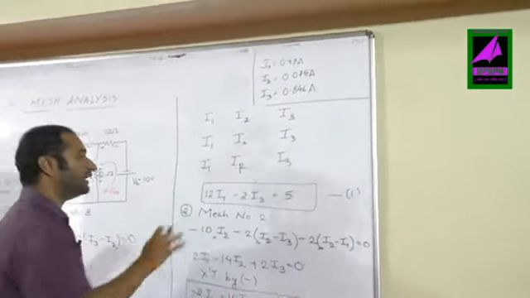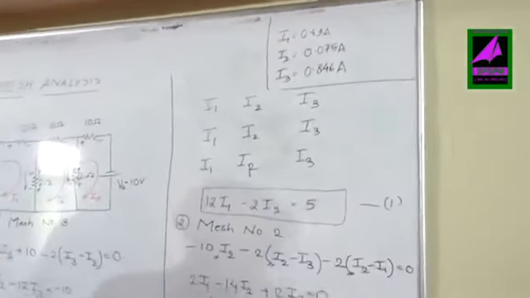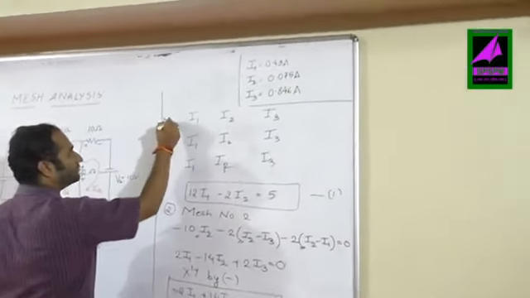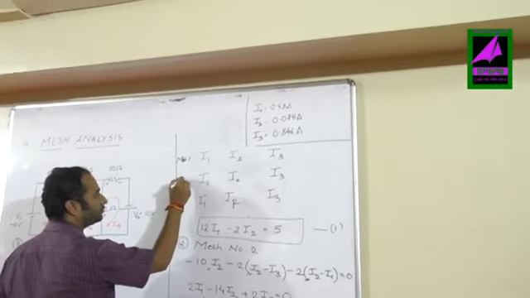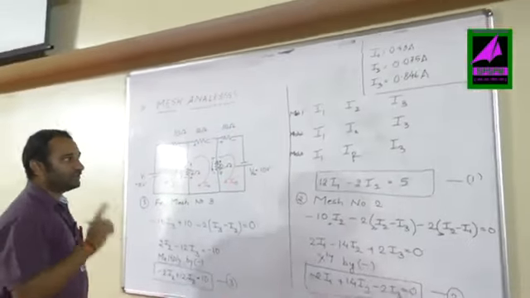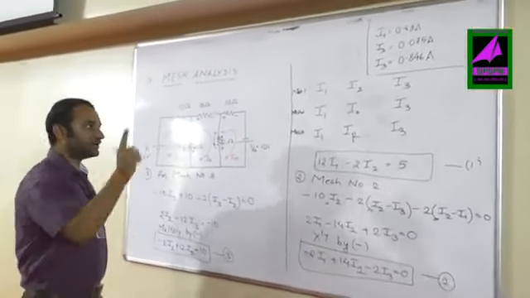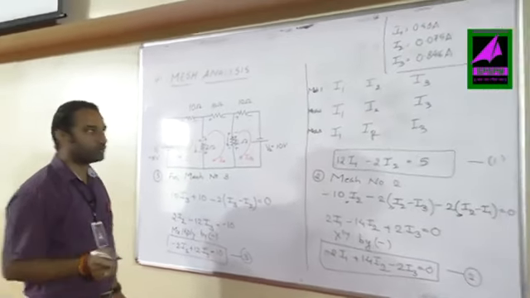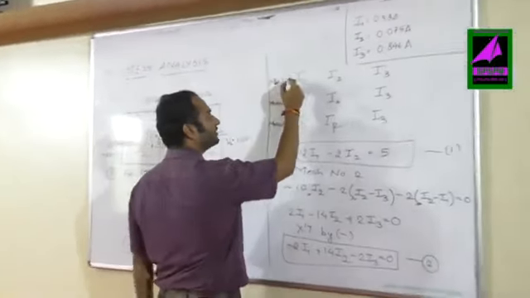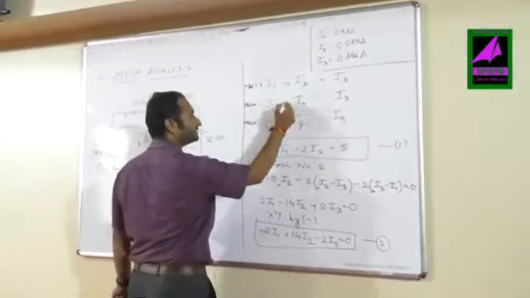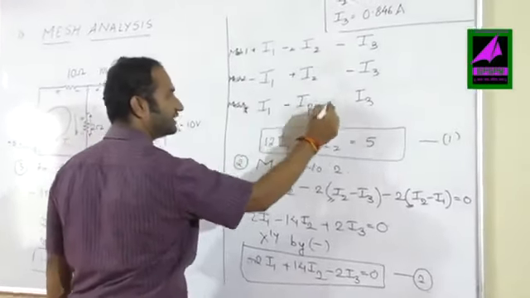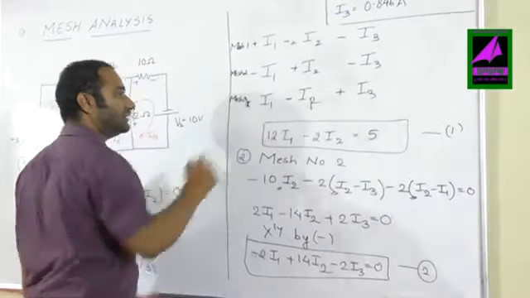Somewhere I am supposed to write now the resistor values. While writing the resistor values, I am talking about mesh number 1 here. This is for mesh number 1, this is for mesh number 2, and this is for mesh number 3. While writing, always remember that whenever I am talking about mesh number 1, the current I1 will be positive. Whenever I am talking about mesh number 2, I2 will be positive. Whenever I am talking about mesh number 3, I3 will be positive. So simply this becomes plus, minus, plus, minus, plus, minus, minus, and then plus, because we are talking about I3 here, so I3 will become plus.